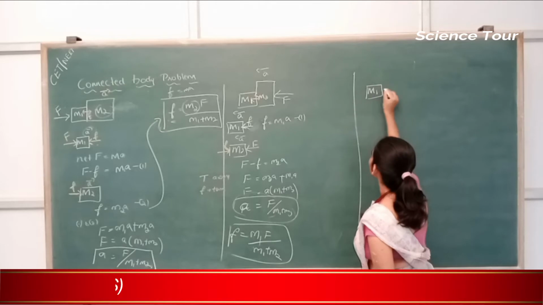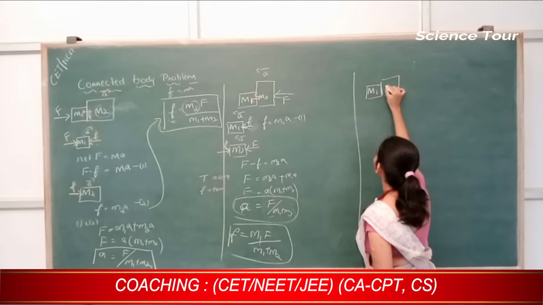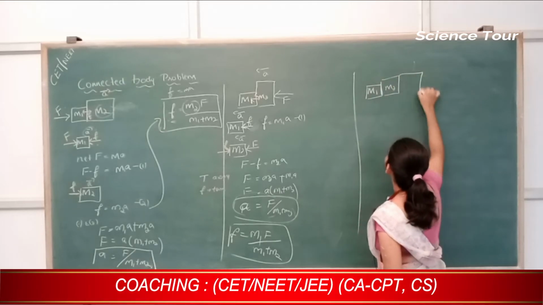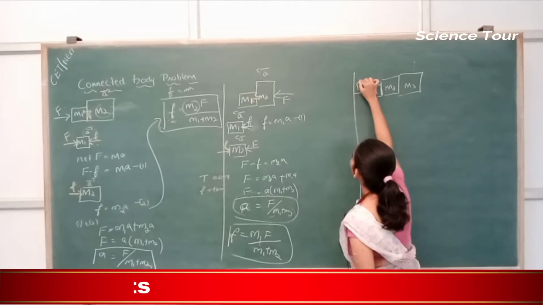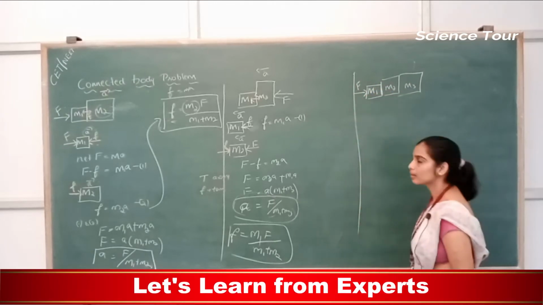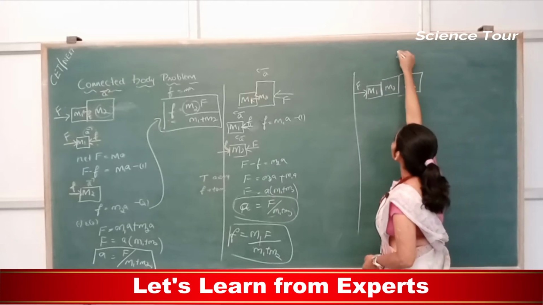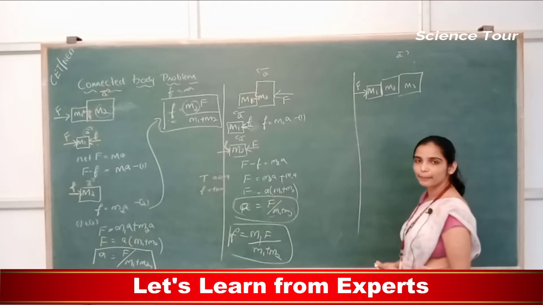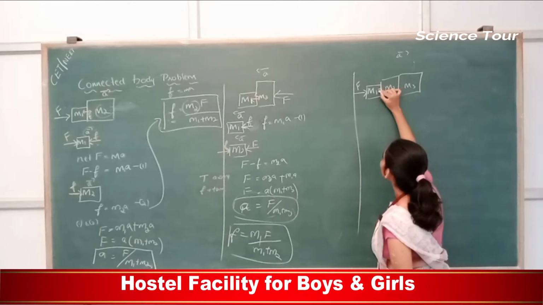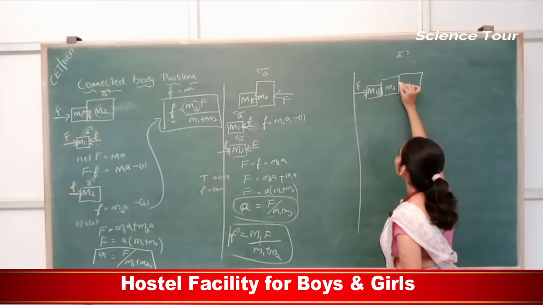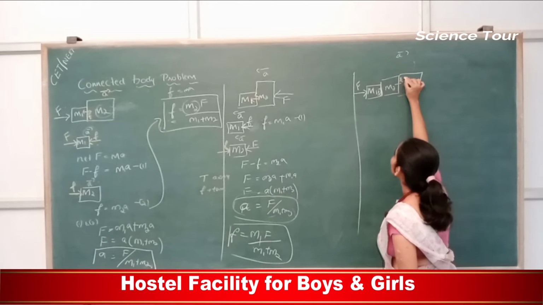Okay, we'll consider three systems: m1, m2 and m3. Let's say the external force is applied on m1. Acceleration is also along the applied external force. Here there will be a contact force, let me call it F1. Here there will be a contact force, let me call it F2.